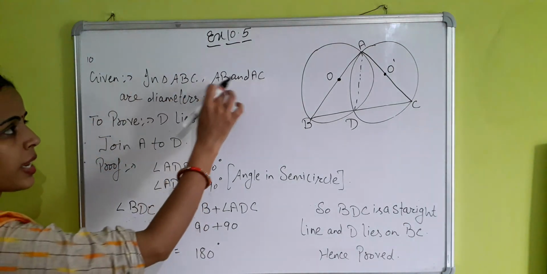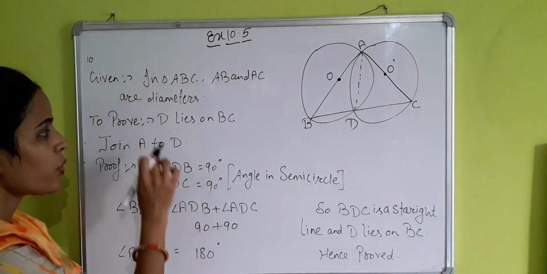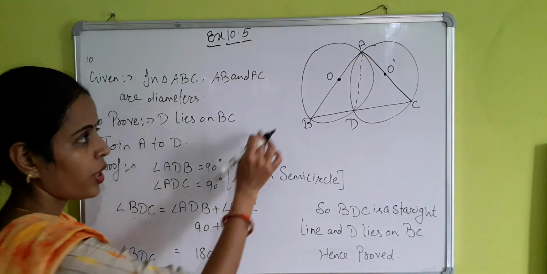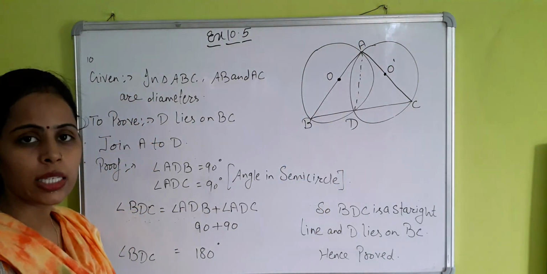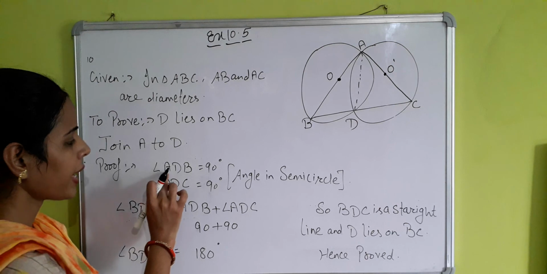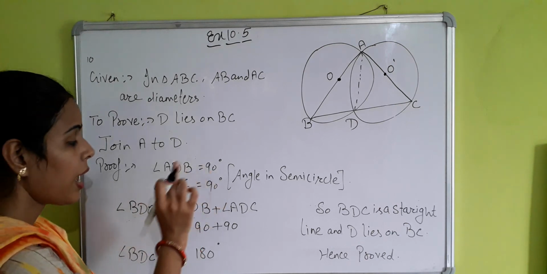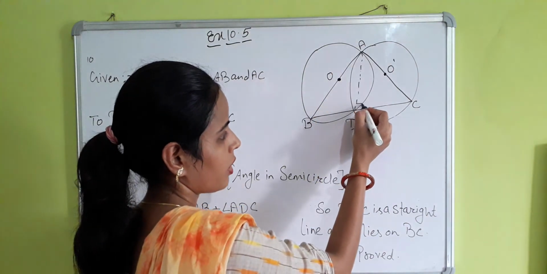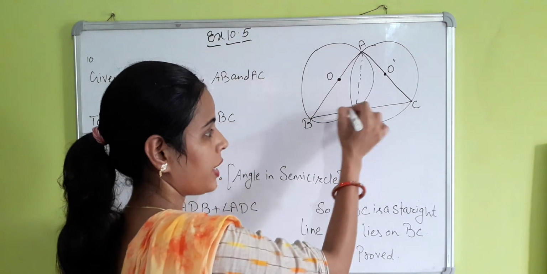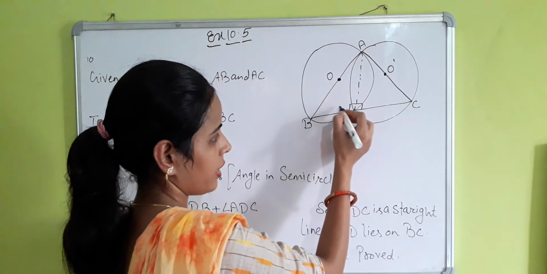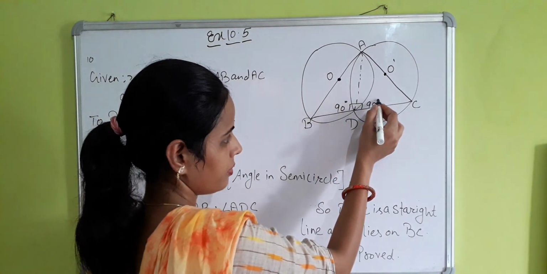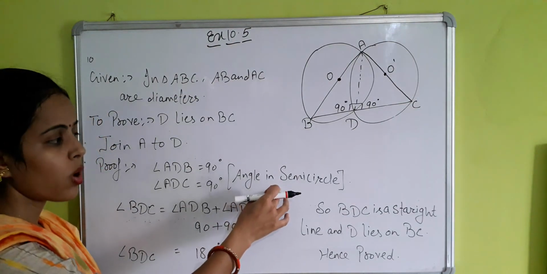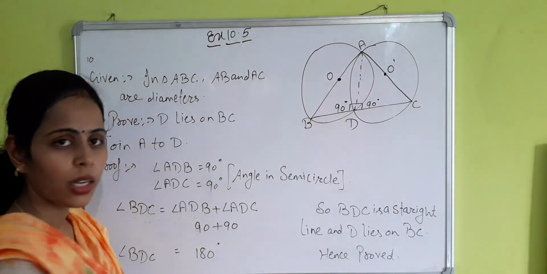First write in given that AB and AC are the diameters. You have to prove that this point D lies on side BC. Join A to D, or we can say that join AD. Angle ADB is equal to 90 degree. Angle ADC is of 90 degree and this angle ADB is also of 90 degree. Why? Because these angles are in semicircle. So these two angles are of 90 degree and 90 degree.